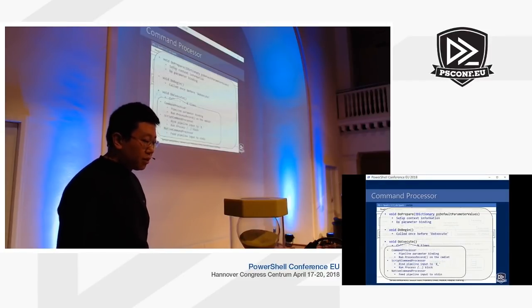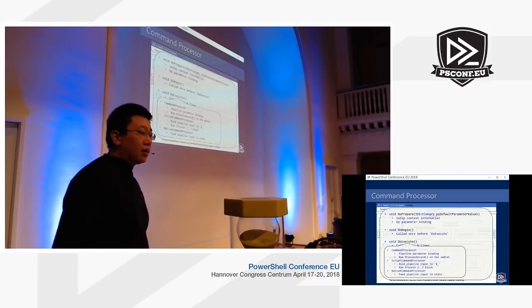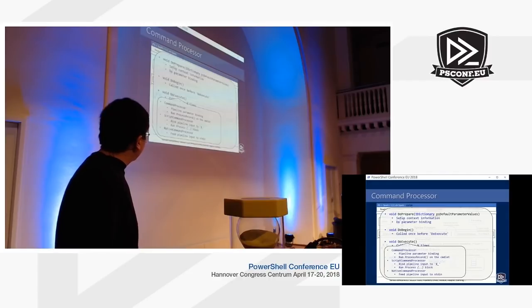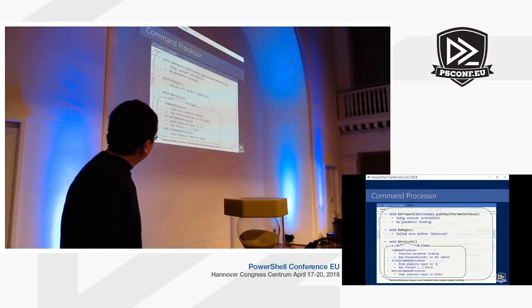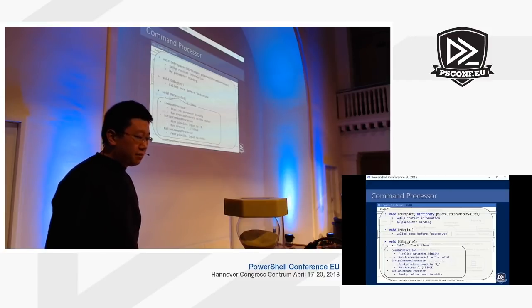For the script command processor, it will read the input, bind it to the $_, and then run the process record, process block. For the native command processor, it basically feeds the pipeline input to the redirected input stream of the executable process.